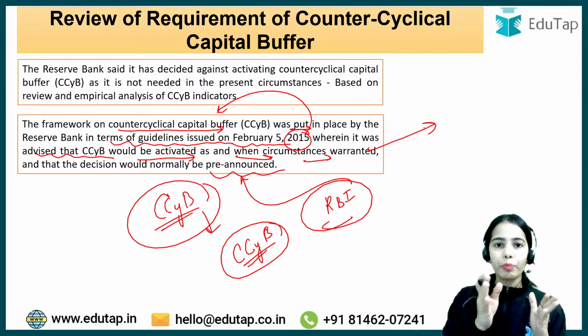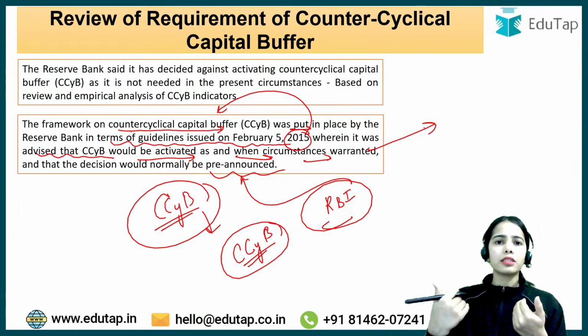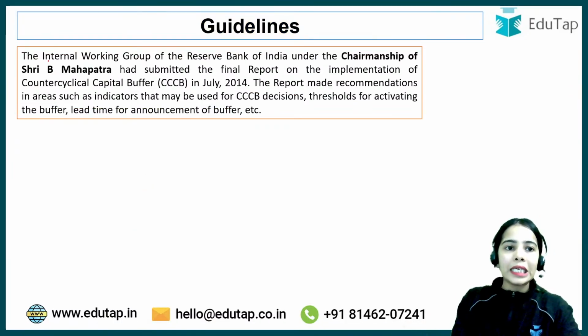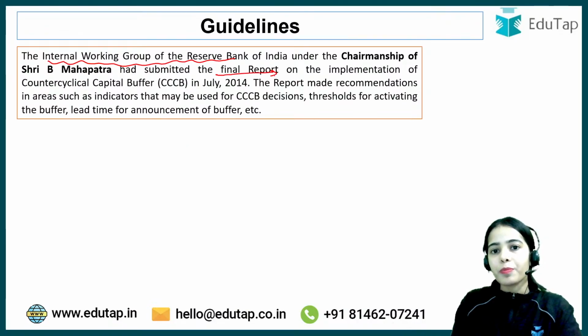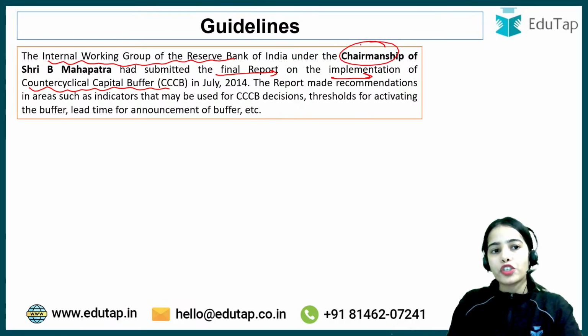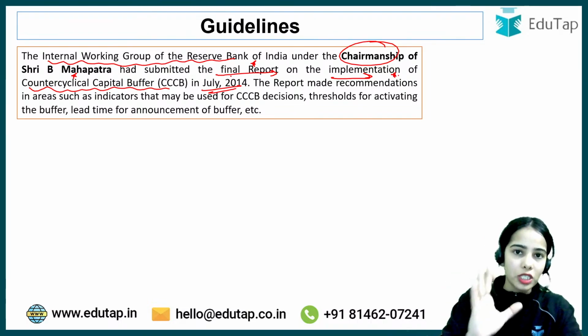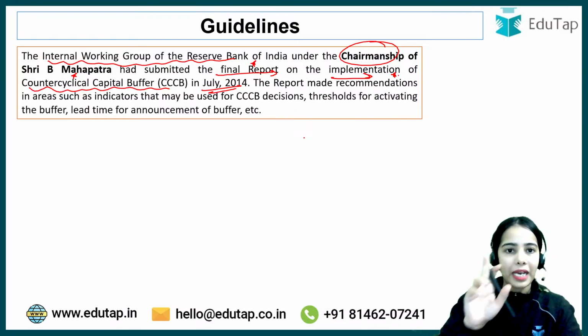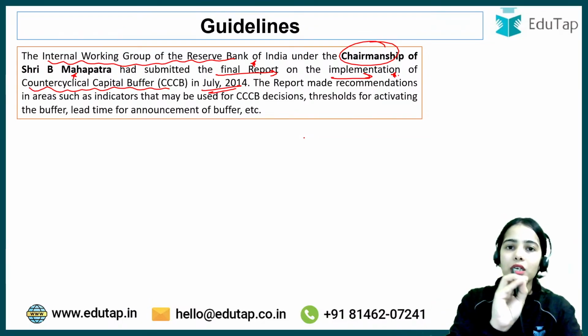Okay, and this framework was also discussed in the newspapers, in the Business Line and the Economic Times. So that's why this framework becomes important for you, as it was also present in the newspapers. The internal working group of the Reserve Bank of India, under the chairmanship of Sri B. Mahapatra, had submitted the final report regarding the implementation of the counter-cyclical capital buffer in July 2014. This report was finalized and submitted to the Reserve Bank of India, and the final guidelines were issued in 2015. So the report was submitted by the working group in 2014 and the guidelines were finalized in 2015.